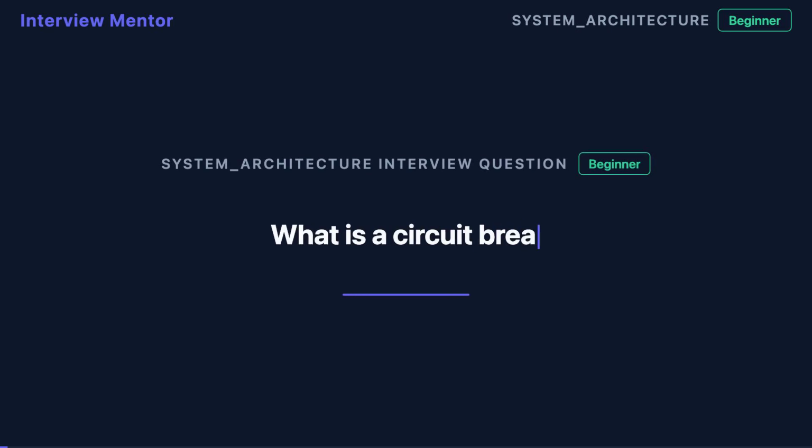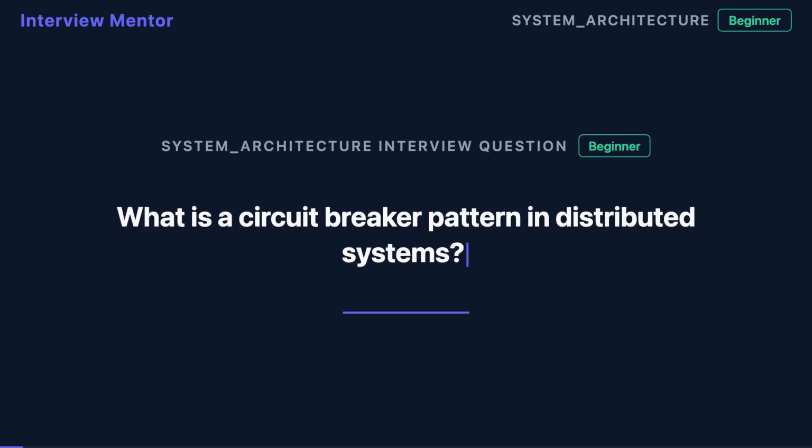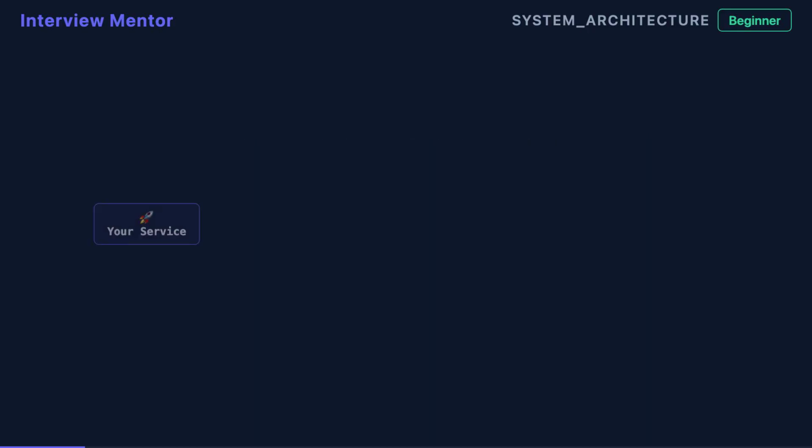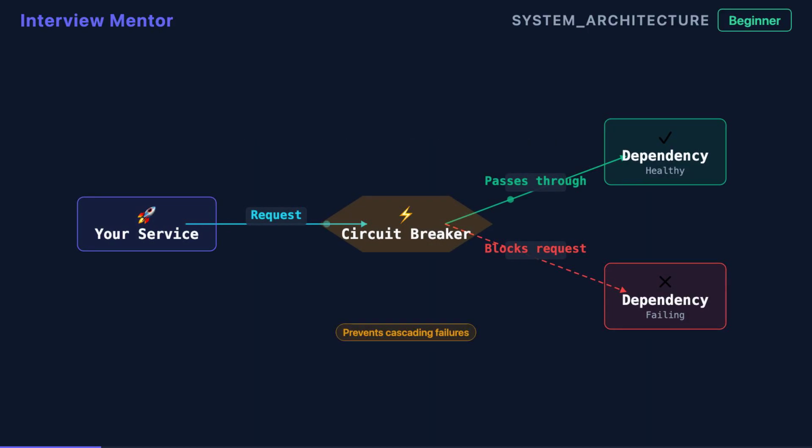When one service fails in a distributed system, it can bring down your entire application like falling dominoes. This is called a cascading failure, and it's exactly what the circuit breaker pattern prevents. A circuit breaker sits between your service and a dependency.